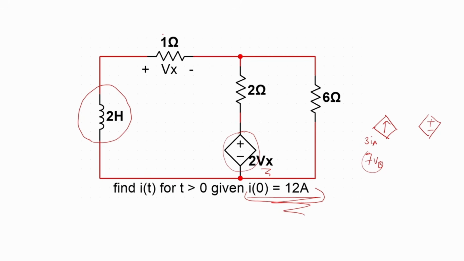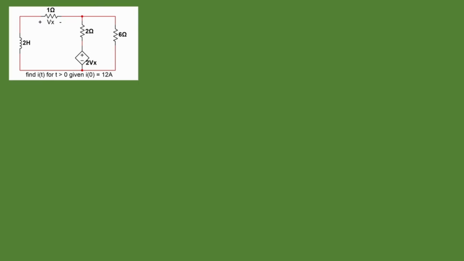So this Vx is the voltage across the 1 ohm resistor, imagining current flows this way. It's normal to feel kind of wary of questions with dependent sources, but we're going to solve it to demystify dependent sources. So let's get straight to work.